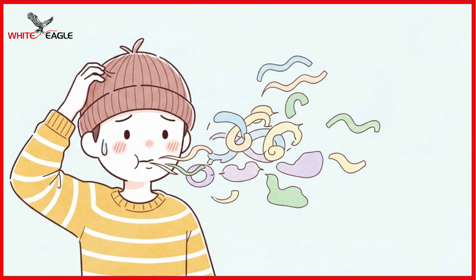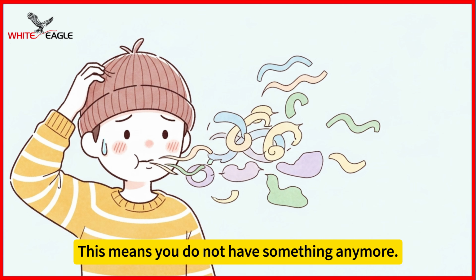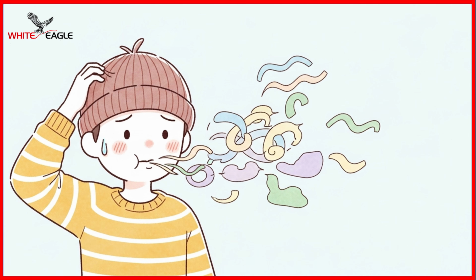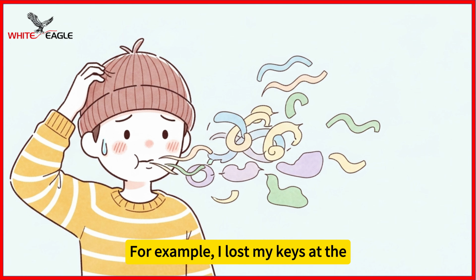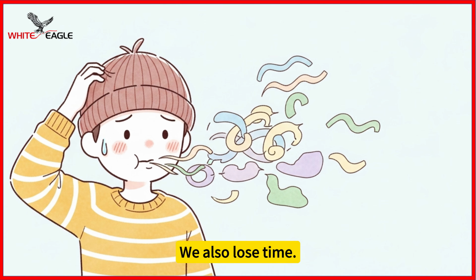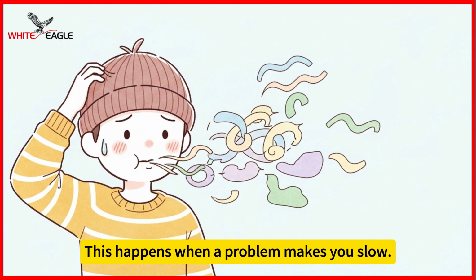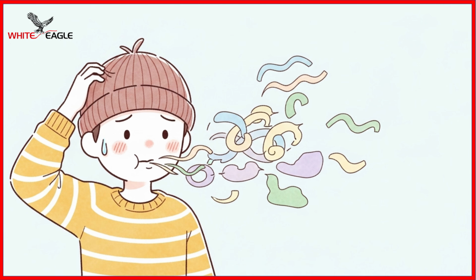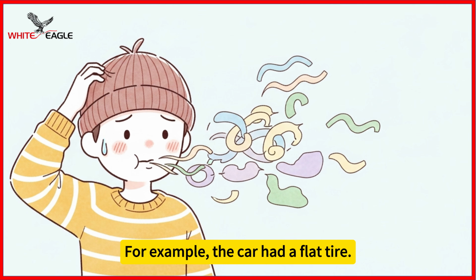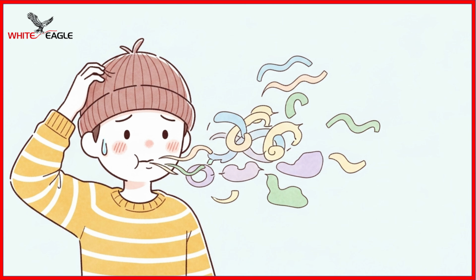For example, I missed the bus this morning, so I was late for school. You could not get on the bus. Now, lose. This means you do not have something anymore. You cannot find it, like your keys. For example, I lost my keys at the park. This means I do not know where my keys are. We also lose time. This happens when a problem makes you slow. It is not your fault. For example, the car had a flat tire. We lost time changing it.